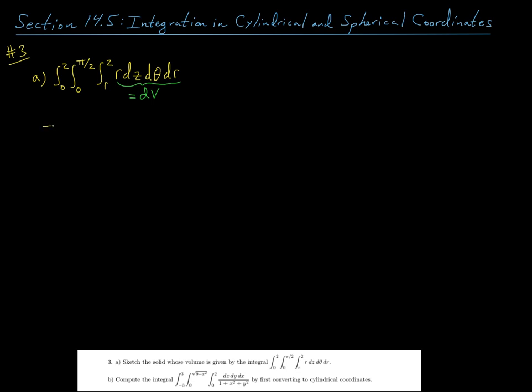So this iterated integral is equal to the triple integral over some solid E, whose graph we're about to sketch, of just dV, and that, of course, is the volume of our solid E. Okay, so let's go ahead now and sketch the solid. To start, let's look at the bounds for z. Z ranges from r up to 2.